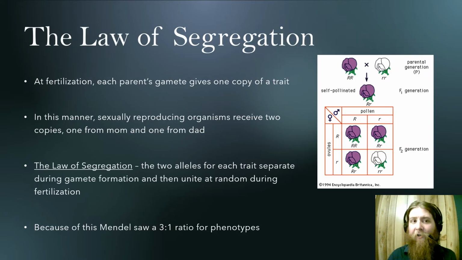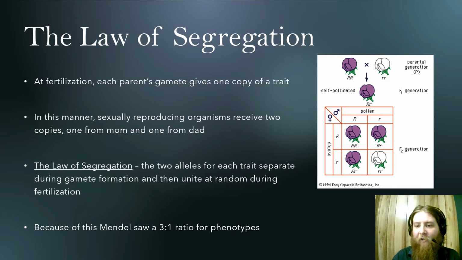The law of segregation. At fertilization, each parent's gamete gives one copy of a trait. In this manner, all sexually reproducing organisms get one copy from mom and one copy from dad for 2 copies. In humans, we have 46 chromosomes. We describe them as 23 pairs of chromosomes. This is because we get one from mom and one from dad.